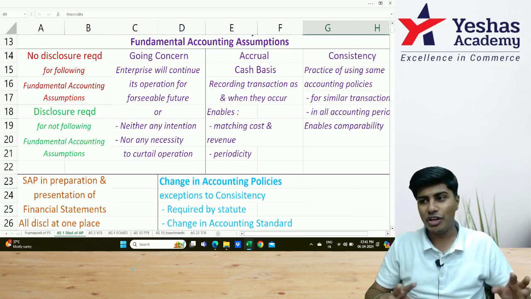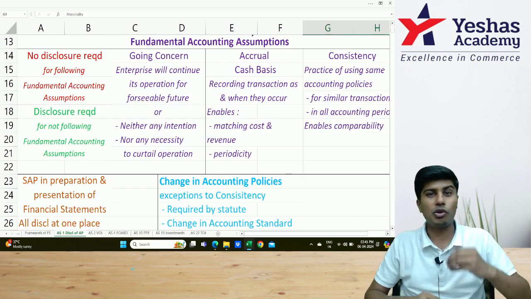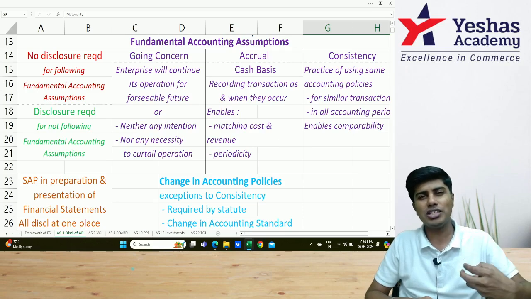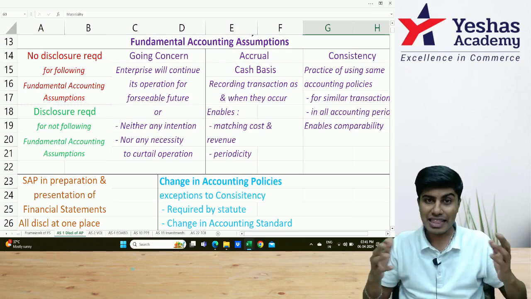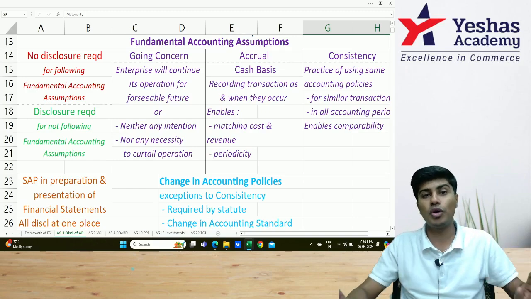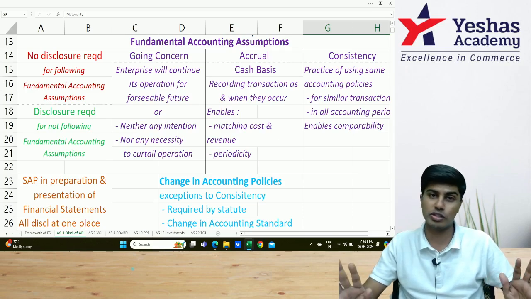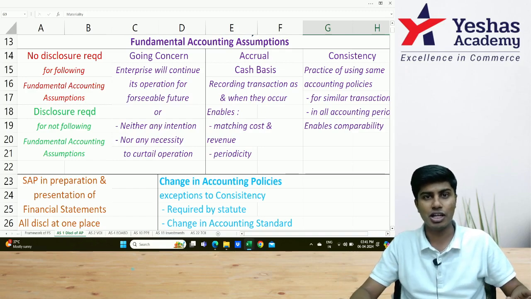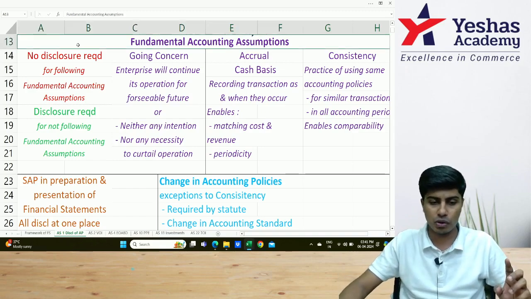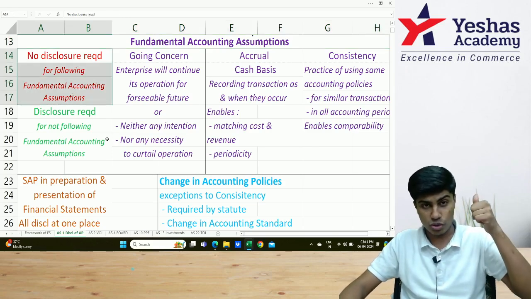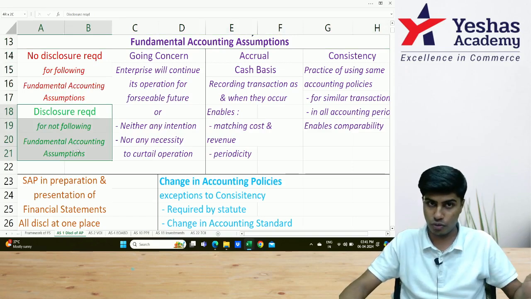However, when we don't follow going concern, when we are not following accrual system of accounting, or our accounting policies followed are not consistent, then it is our responsibility to disclose that we are not following going concern, we are not following accrual system of accounting, or this specific accounting policy is not consistent. So with regard to fundamental accounting assumption, no disclosure is required when it is followed. However, disclosure is required when it is not followed.